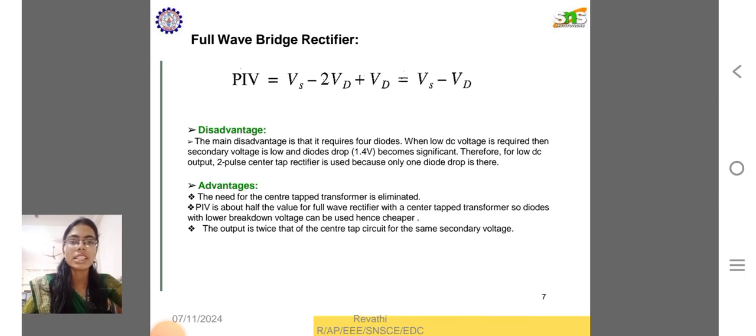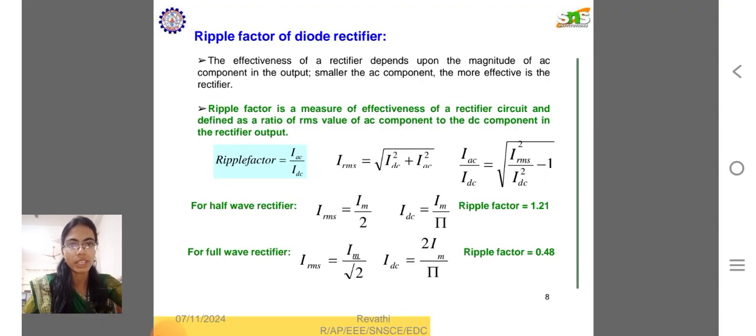The disadvantage of the full wave rectifier is that it requires four diodes. The usage of diodes is high compared to the half wave rectifier. The advantages are that the center tapped transformer is eliminated, and the output is twice that of the center tapped circuit of the same secondary voltage.